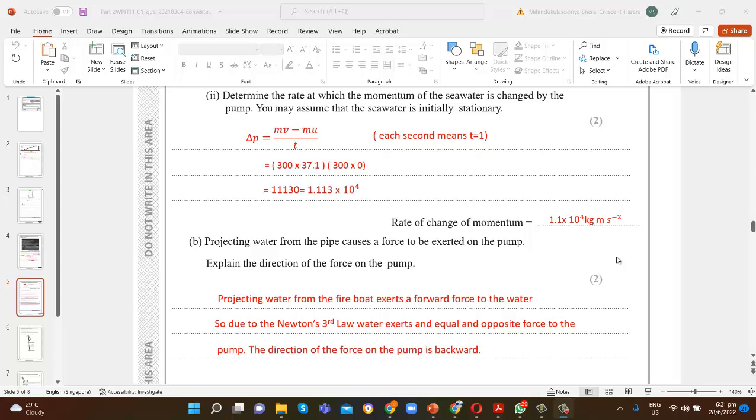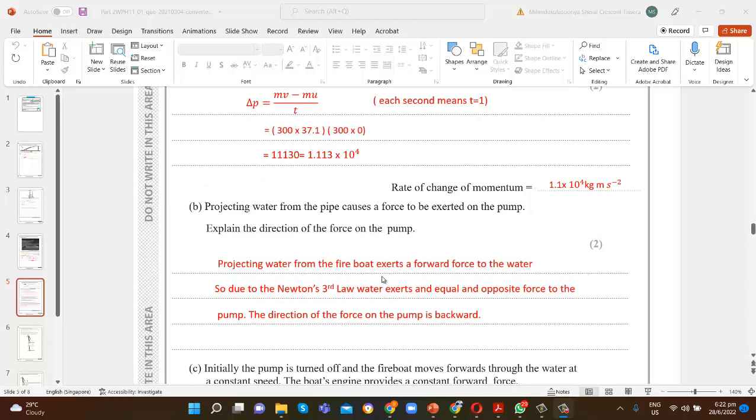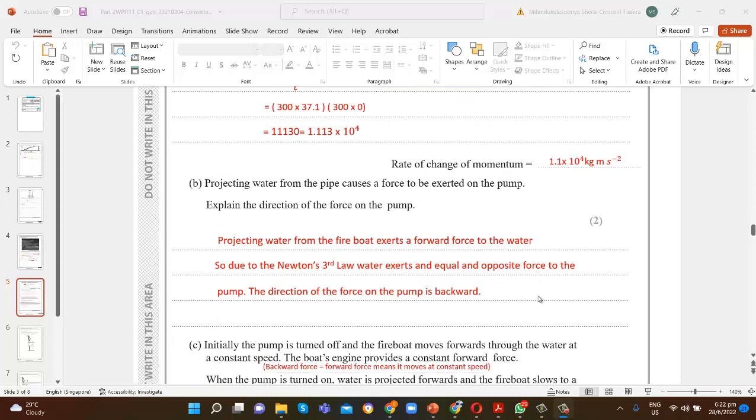Okay, part B. Projecting water from the pipe causes a force to be exerted on the pump. Explain the direction of the force on the pump. So projecting water from the fireboat exerts a forward force on the water. So due to Newton's third law, water exerts an equal and opposite force on the pump. The direction of the force on the pump is backward. You know this, so you have to describe it nicely.